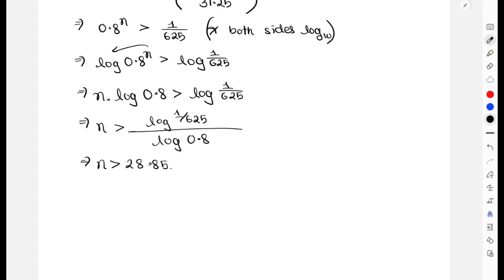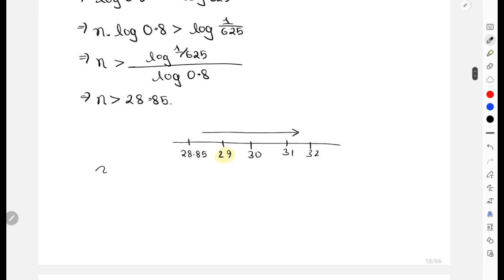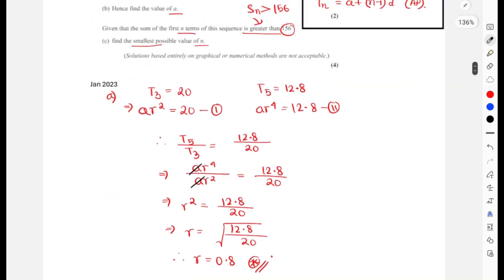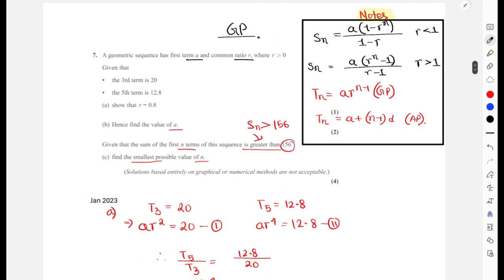As in a question, they were asking about the smallest value, right? Obviously, n over here turns out to be greater than 28.85 indicates it could be 29, 30, 31, 32, all the other cases, right? So according to that range, the smallest value over here is this 29. So in that case, the smallest value for n over here is going to be 29 because other values of n are certainly greater than that. So this is the working for your questions for this geometric progression.